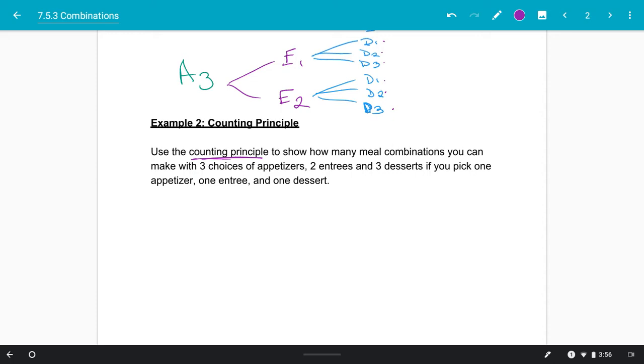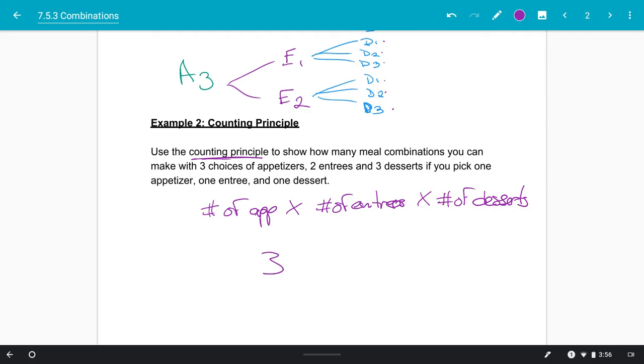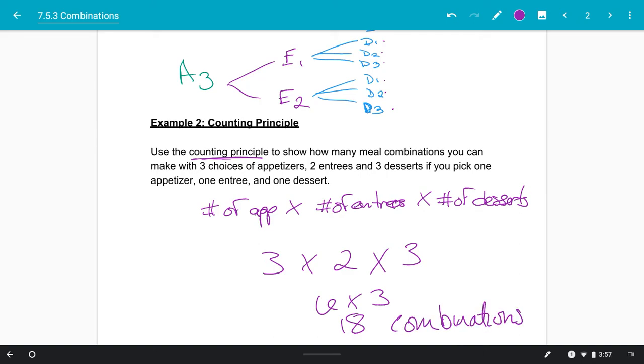So what we're going to do is we're going to do the number of appetizers first times the number of entrees, and then multiply by the number of desserts. So 3 choices of appetizers, 2 choices of entrees, and 3 choices of desserts. 3 times 2 giving us 6, times 3 again is going to give us those 18 combinations. So if I just wanted to figure out how many combinations, counting principle is definitely a little bit quicker.